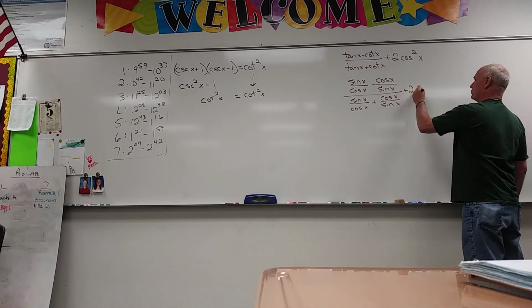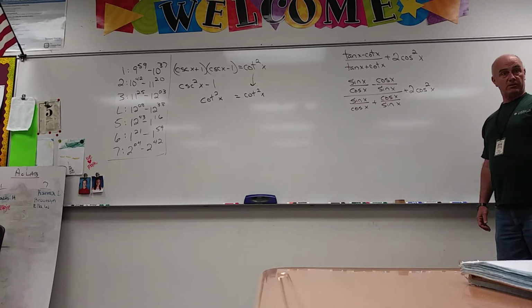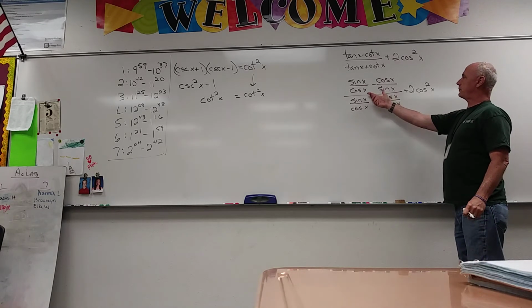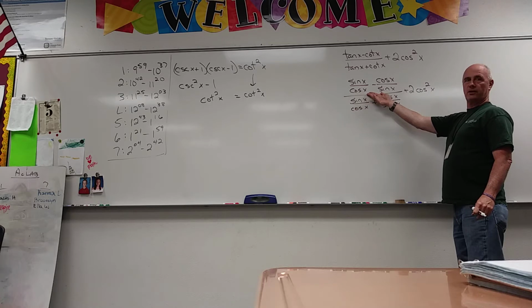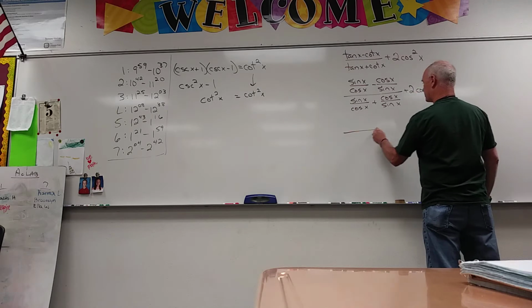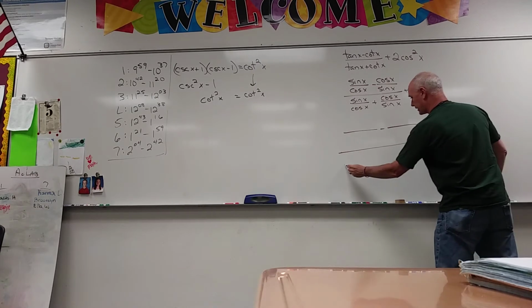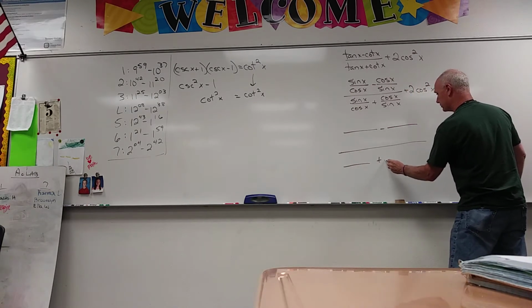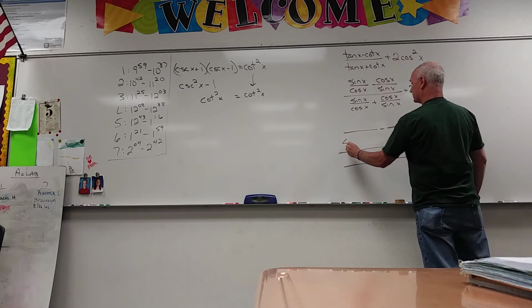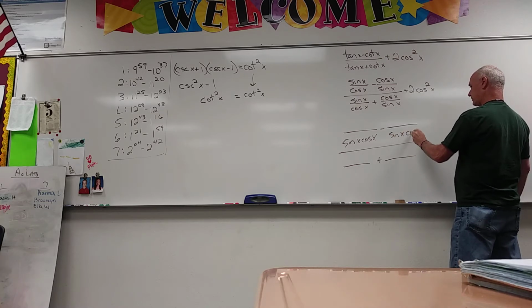Plus 2 cosine squared of x. Step 2. Common denominator. But this all makes sense, doesn't it? So what's the common denominator on the top? Cosine of x, sine of x. What's the common denominator on the bottom? Cosine of x, sine of x. This is kind of a pain to write, but this is the 3rd time I'm writing it today. So if I can write it 3 times, you can write it once. Sine of x, cosine of x, sine of x, cosine of x.